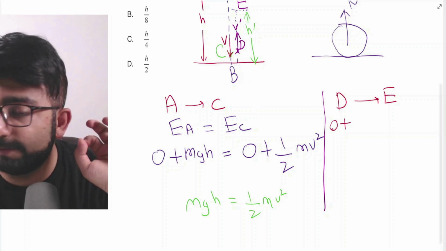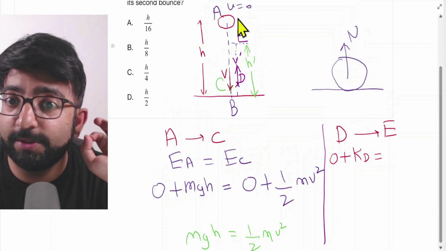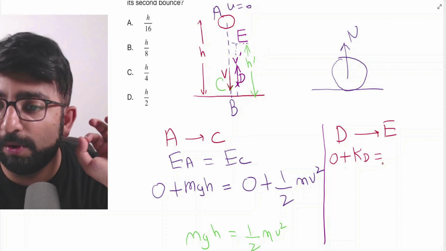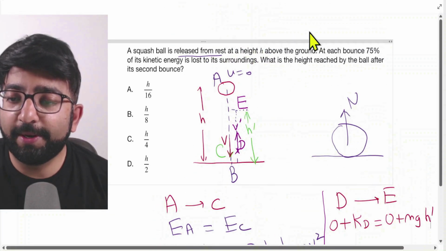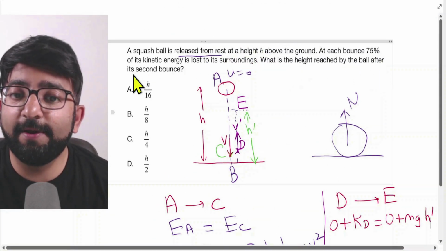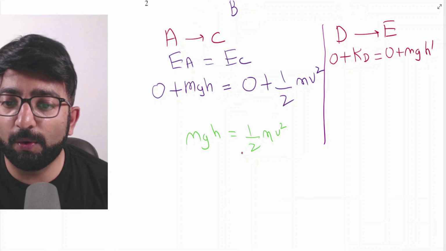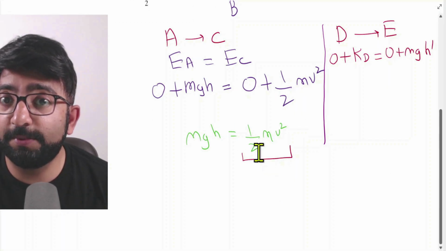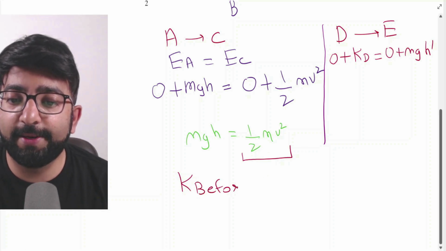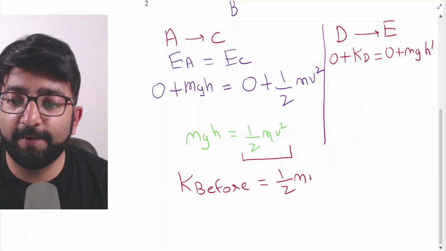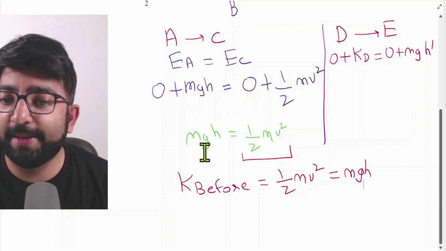Let's say the kinetic energy of the ball at point D is KD. At point E, the highest point, the kinetic energy will be 0 and the potential energy will be mgh dash. Now, in the question, it was mentioned that after each bounce, 75% of its kinetic energy is lost to the surroundings. Earlier, we figured out the kinetic energy of the object just before hitting the ground. So, the kinetic energy before hitting the ground is half mv squared, which is also equal to mgh from the law of conservation of mechanical energy.